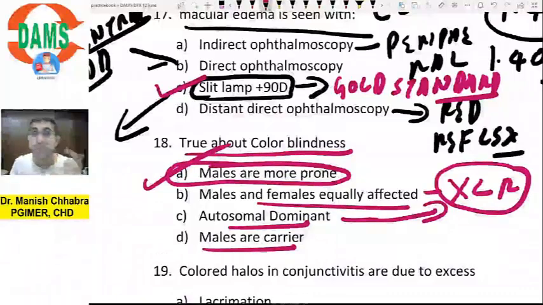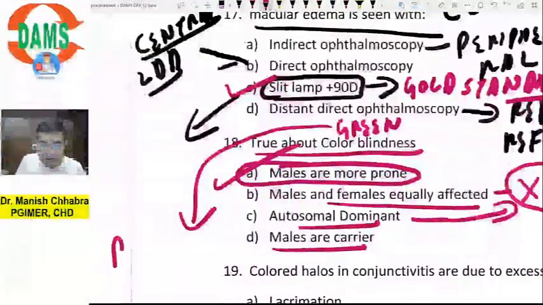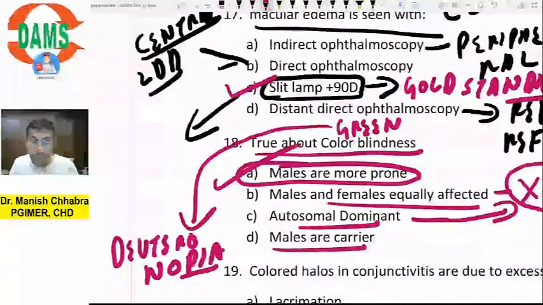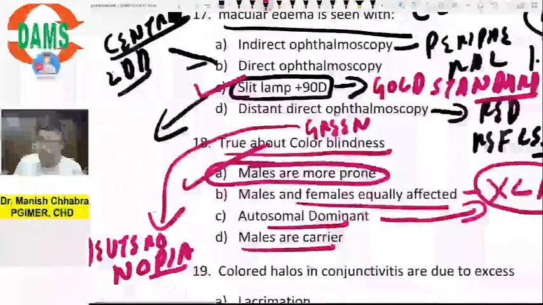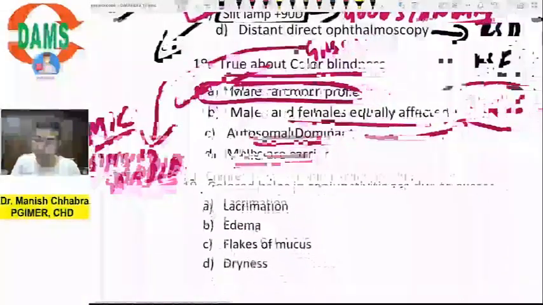And which color blindness is more common? Blue green, red green, yellow, pink, white? It is actually green color blindness that is more common. What is the name of green color blindness? You call it deuteranopia. So that is green color blindness, the most common form of color blindness. These are a few points that you should know.